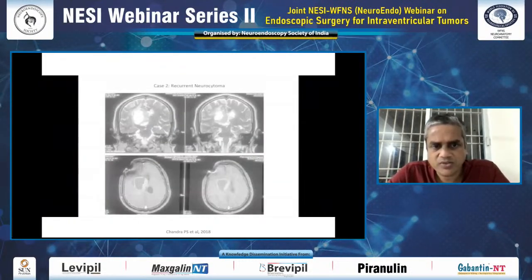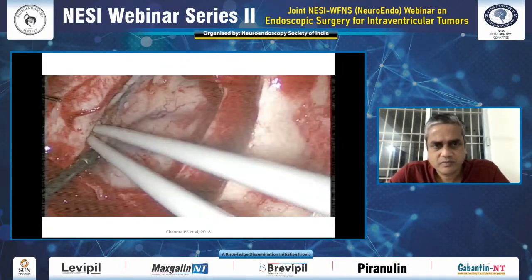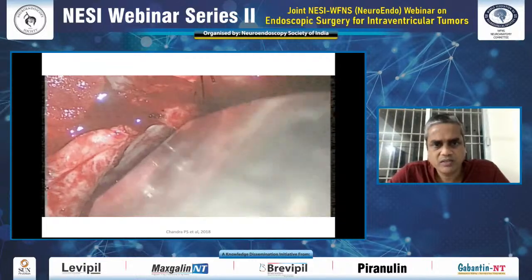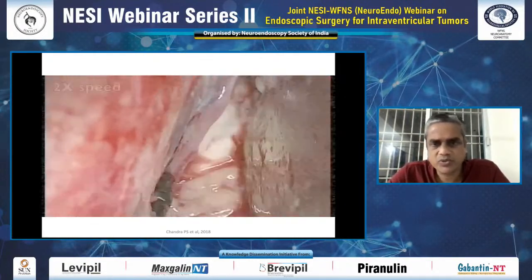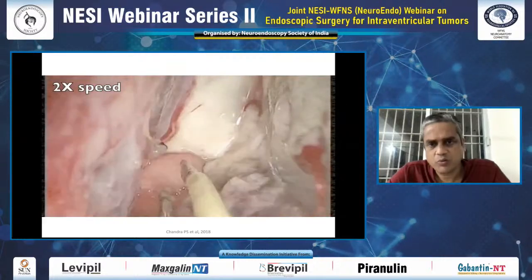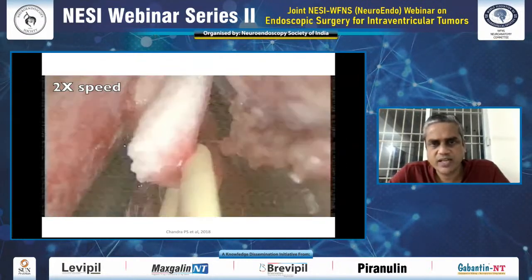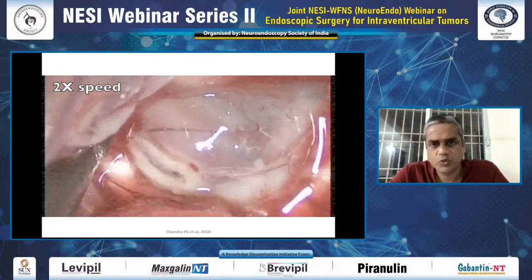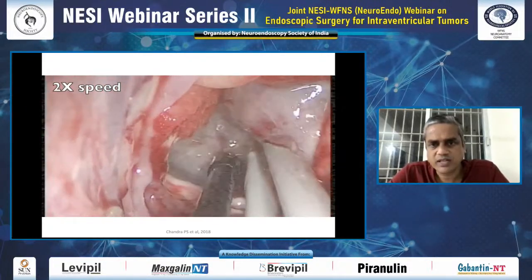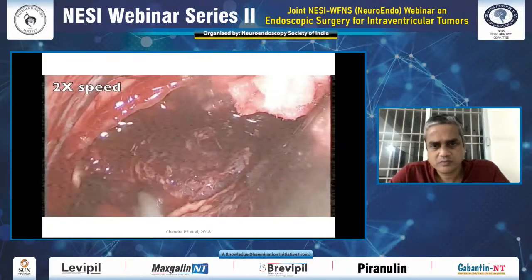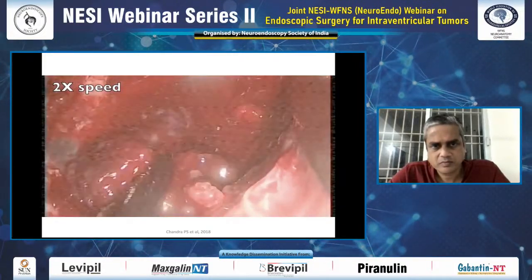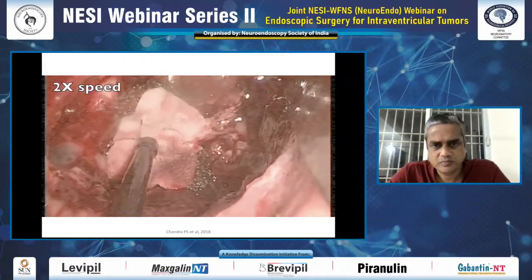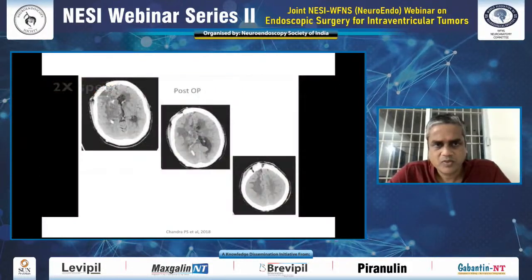Now, this is a large recurrent neurocytoma operated elsewhere. And again, we did an interhemispheric endoscopic approach through a small opening. The earlier approach was through a lateral approach. So that's the corpus callosum. Now we put wet gel foam on either side so that these gel foams, when they expand, increase the space of access to the tumor. And that's the tumor which is now getting exposed. I'm running it on 2x speed in order to hurry up the video. So that's again the post-op.